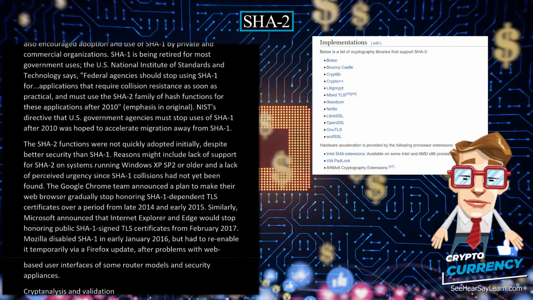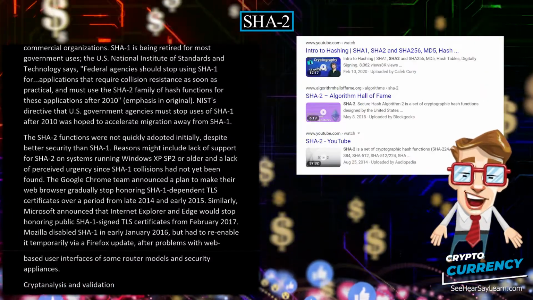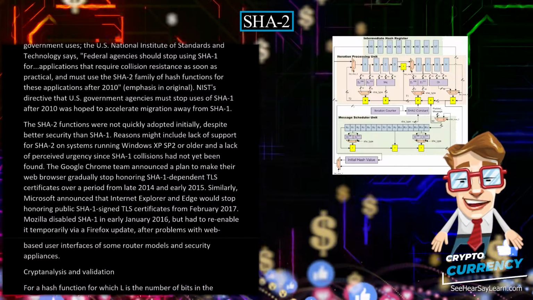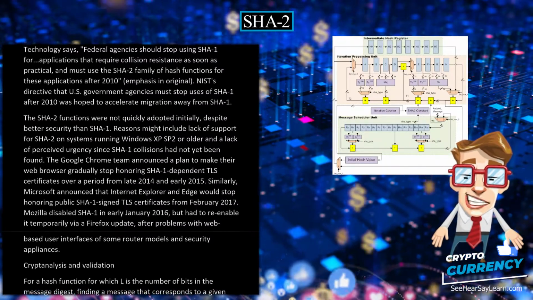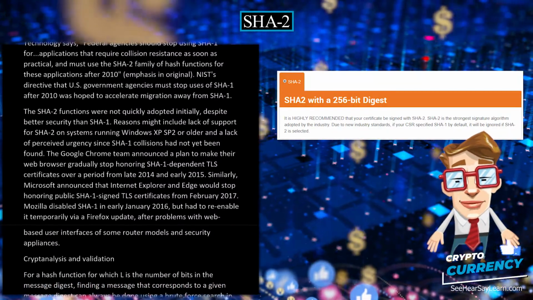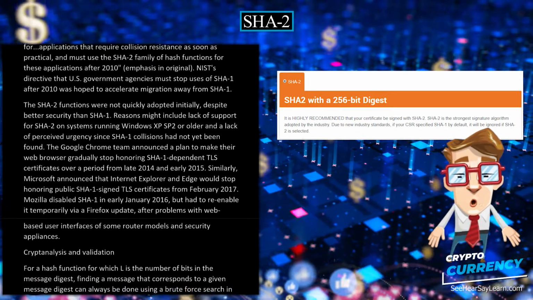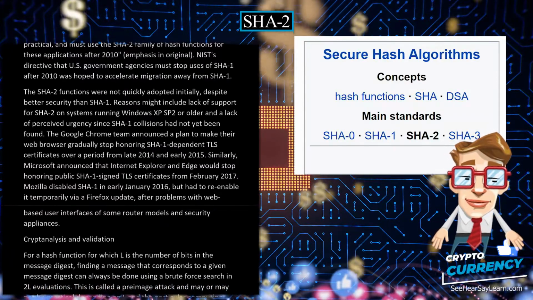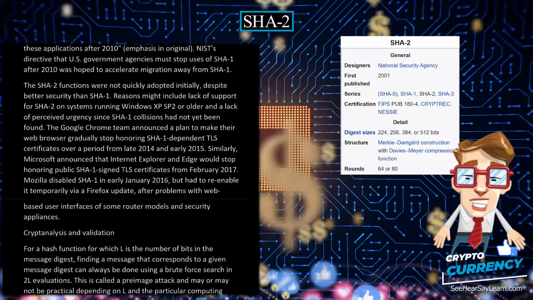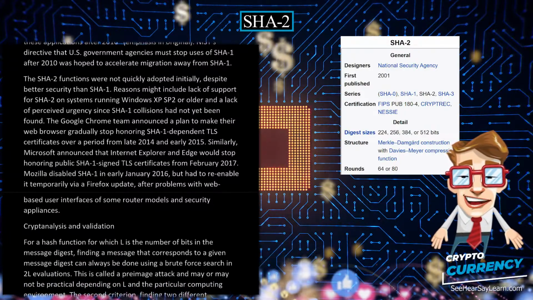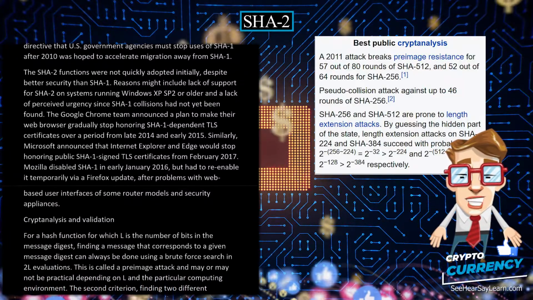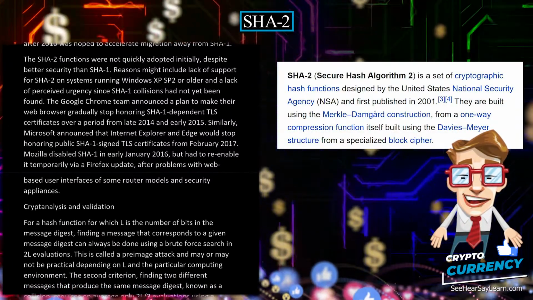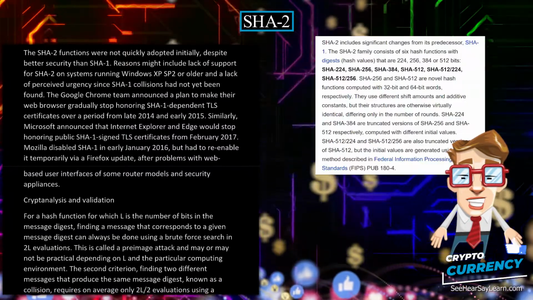SHA-1 is being retired for most government uses. The U.S. National Institute of Standards and Technology says, "Federal agencies should stop using SHA-1 for applications that require collision resistance as soon as practical, and must use the SHA-2 family of hash functions for these applications after 2010," emphasis in original. NIST's directive that U.S. government agencies must stop uses of SHA-1 after 2010 was hoped to accelerate migration away from SHA-1. The SHA-2 functions were not quickly adopted initially, despite better security than SHA-1.